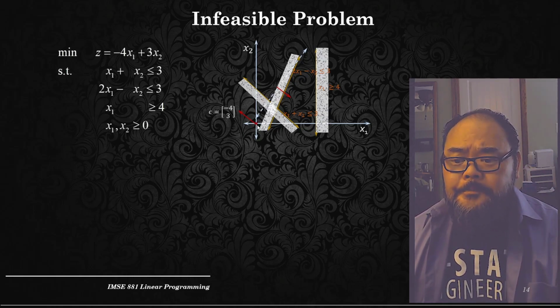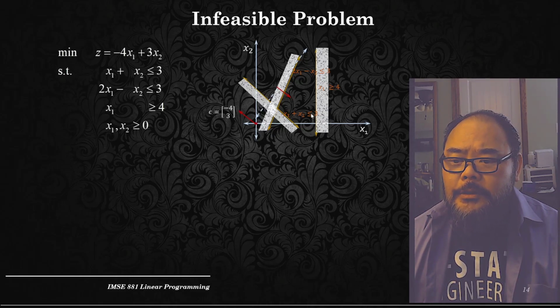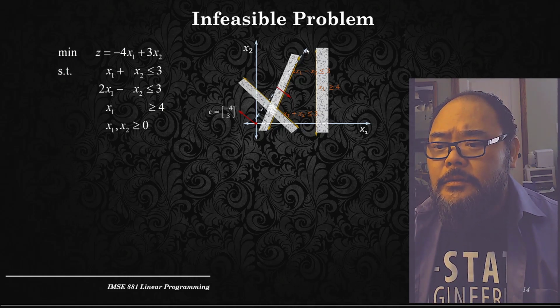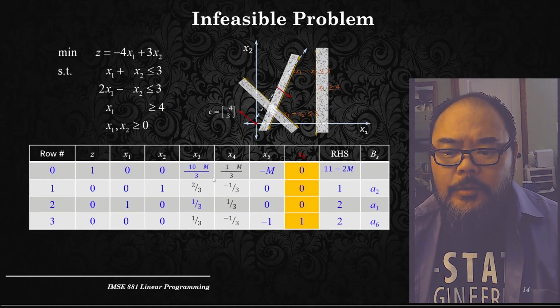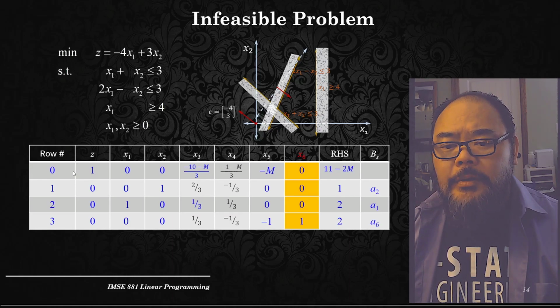And this is the objective function value line as before, the light blue line, and c is -4 and 3. Since we're minimizing, we're going to move the objective function level set in this direction. But there's no feasible point. So look at this current simplex tableau.